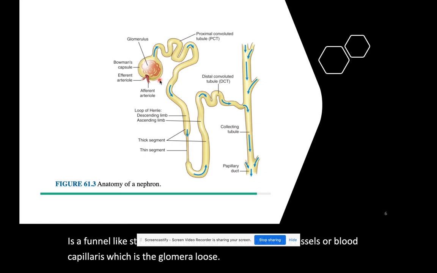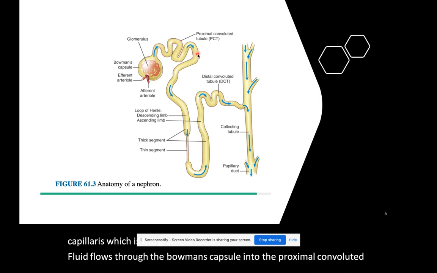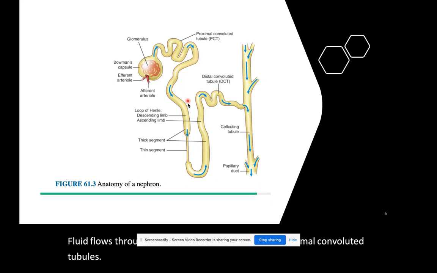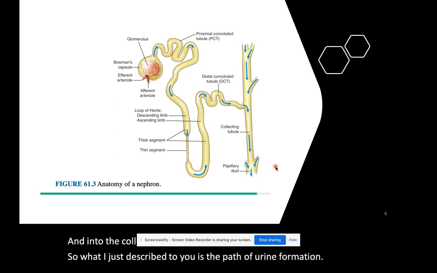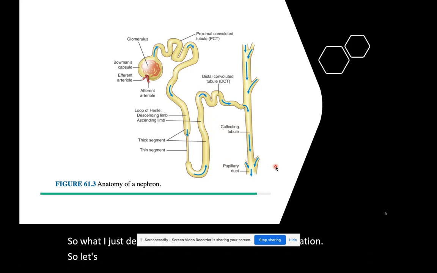Fluid flows through the Bowman's capsule into the proximal convoluted tubules, down into the loop of Henle, through the distal convoluted tubule, and into the collecting duct. So what I just described to you is the path of urine formation. So let's discuss the process of urine formation.